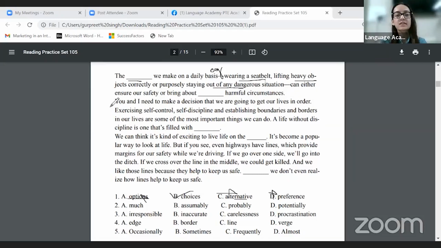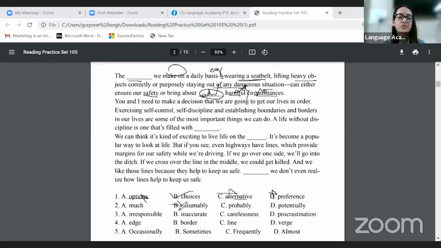These choices can either ensure our safety or bring about harmful circumstances. So, whatever choice we make, for example, if we wear a seat belt, it will lead to safety. If we do not wear a seat belt, it can bring about harmful circumstances. The sentence is complete, still we have a blank, means we need one more describing word for circumstances, just like harmful. But because adjective is already there and noun is already there, so we have to go with adverb. So words with ly.